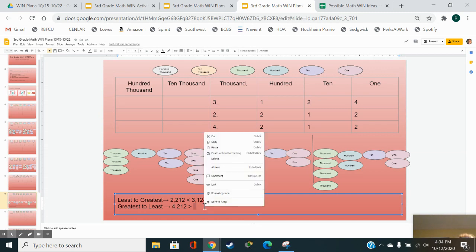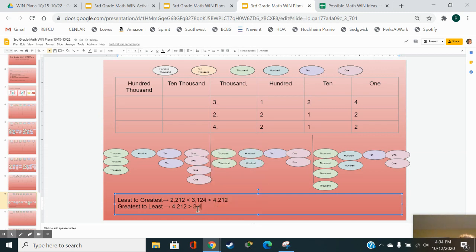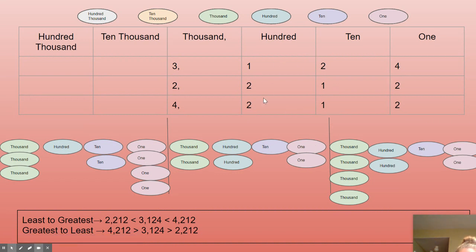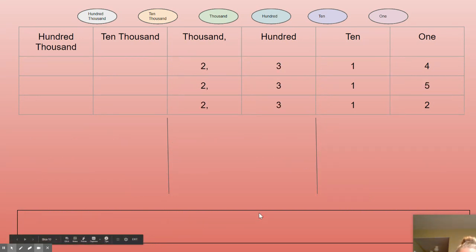So I'm going to say that 3,124 is greater than, and then I'm going to look at my last number because it's the last one that I have. So then I have 2,000. So 2,212. So I'm going to come back into present mode. And we are able to see the place value discs, we are able to see our place value table, and we are able to see both of our inequality statements. So let's try another example.